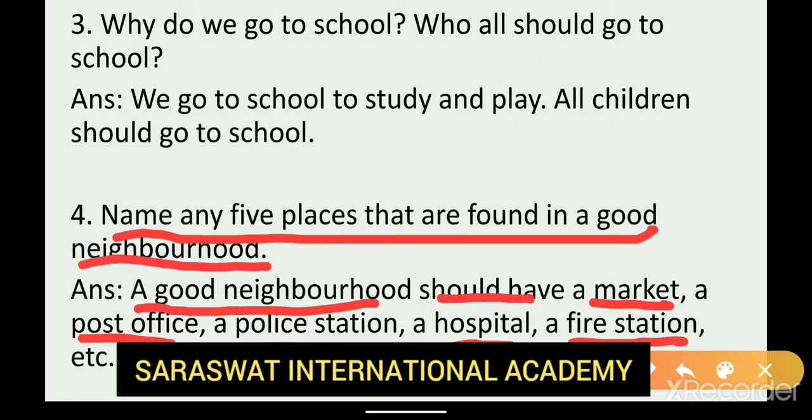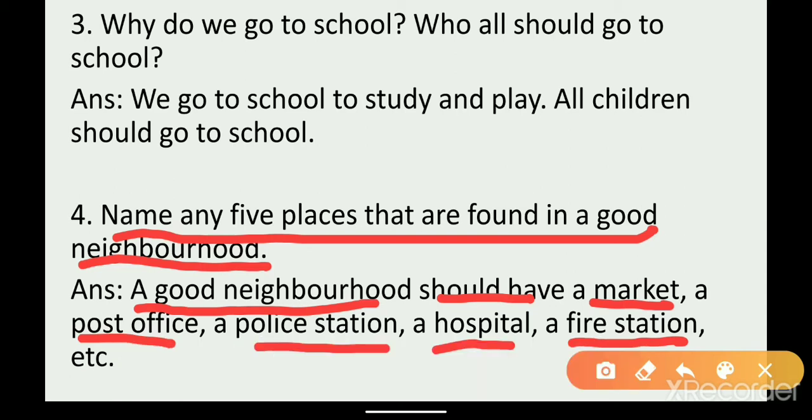Market is a place where we find different shops which are used in our daily life. The things which we use in our daily life, all those shops we find in the market. Then post office. Post office is used to send letters, parcels, and money orders from one place to another. Then police station. Police take care of our safety, so we want a police station also.